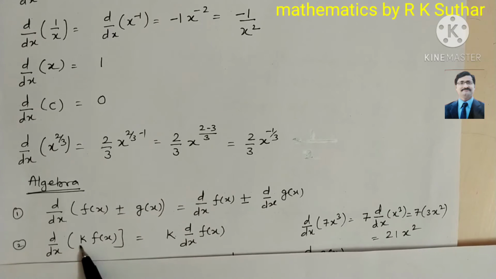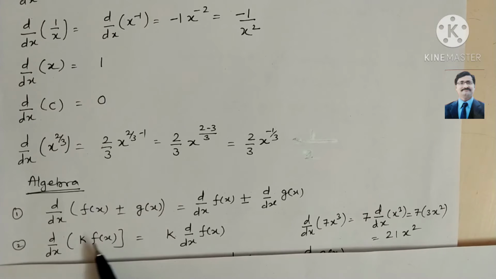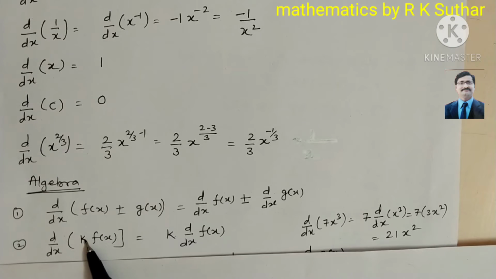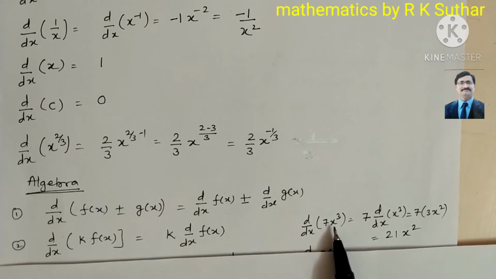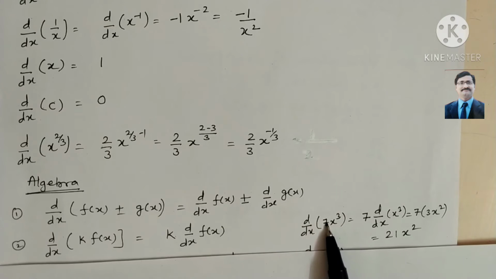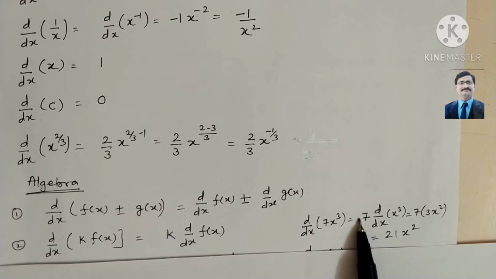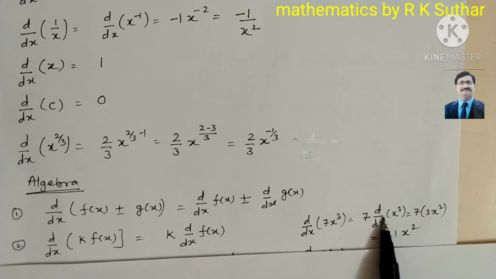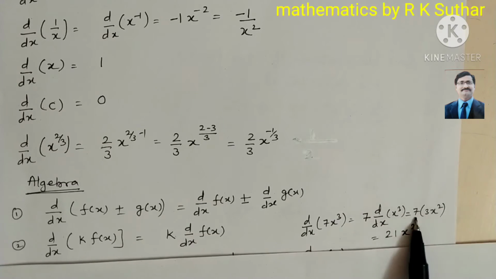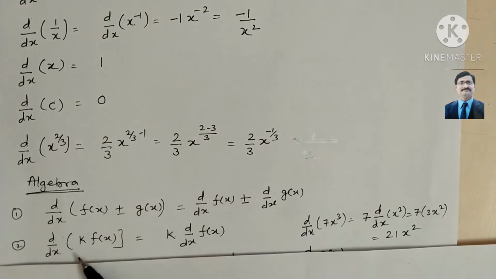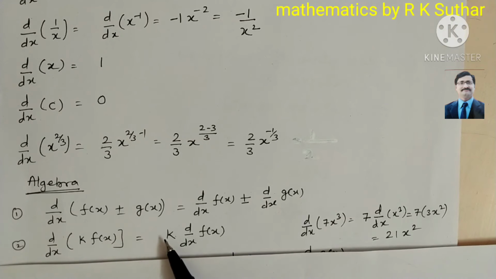Look here, if any constant is with the function, then we will not do the differential of the constant. The constant you write as it is, and we do the differential of f(x). Look here, if we have the differential of 7 x power 3, then 7 you will not differentiate, you write it as it is outside, and you will do the differential of x power 3. The differential of x power 3 is 3x square. Now we multiply 7 times 3, which is 21x square. So all of you understand, if any constant is with the function, we will take it separately, or we will not do the differential of it.